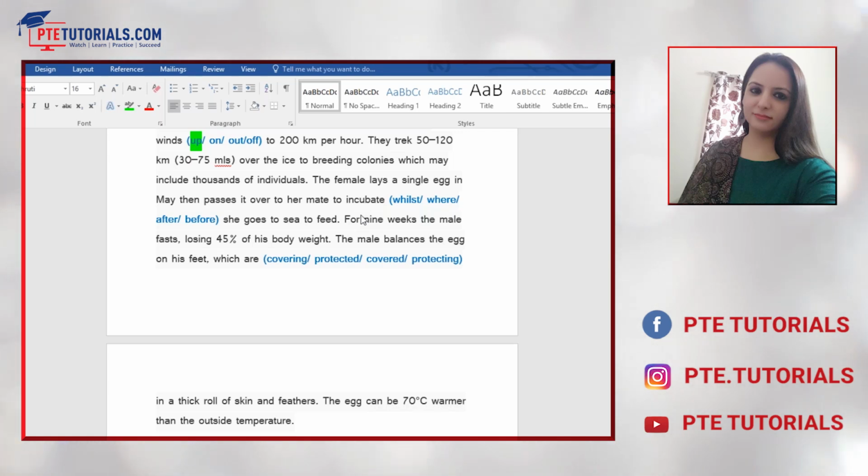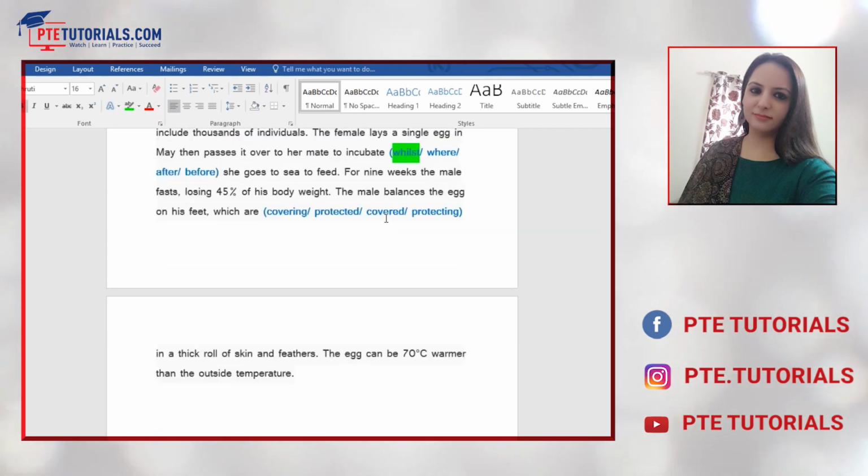Do I have to select here "covering in a thick roll"? Covering means right now it is going on. Or "protecting" means right now it is going on. It is present continuous tense. But we are talking about overall, how actually the things happen. So I'm left with only third form of verbs. I have third form of verbs. One is protected, other one is covered.